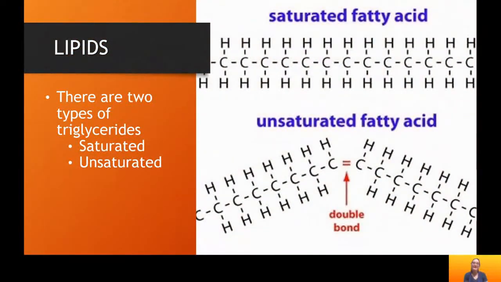Now there's two main kinds of triglycerides, or polymers of these fatty acid chains. There's the saturated fats and the unsaturated fats. Now, you may have heard these words before. Some of them you need, right? Some of them are not good for you because they're not natural and they are much, much harder to break down. So let's get into those.